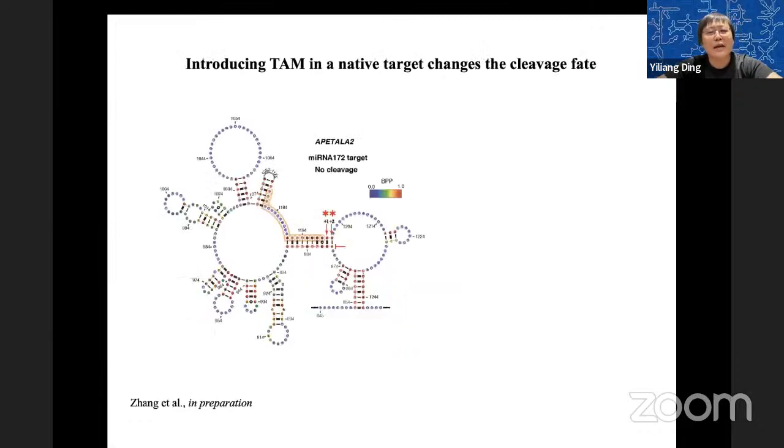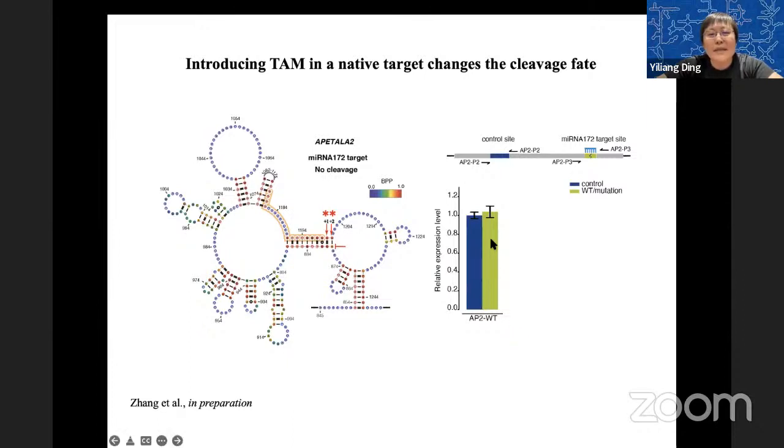So now we move to a very famous microRNA target example, APETALA2, AP2. AP2 is a microRNA 172 target site, and we know that this messenger RNA is not cleaved by microRNA 172. Interestingly, in our structure data, the 2 nucleotides downstream of the microRNA 172 target site form base pairing with upstream sequence. So we wondered whether this is the reason why AP2 could not be cleaved by microRNA 172. Since this target site is inside the coding region, we decided to mutate the base pairing partner, this A, at a synonymous mutation site without changing the codon, to see whether we can change the fate of microRNA mediated cleavage.